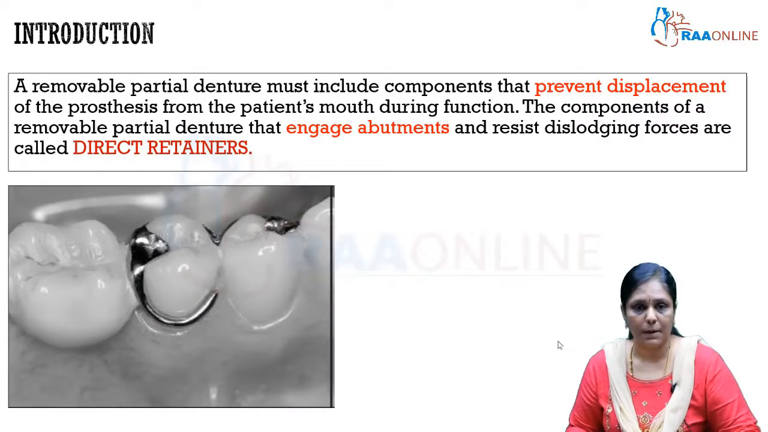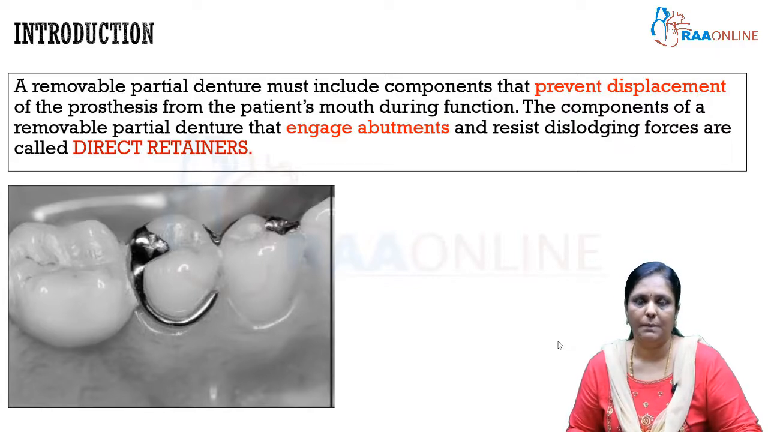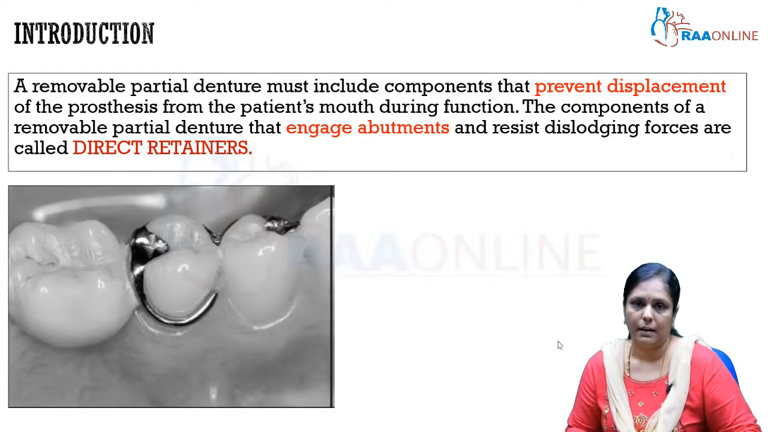We all know that a removable partial denture has various components, starting from the major connectors, minor connectors, clasp assembly, indirect retainers and other forms of removable partial denture. But a removable partial denture should include components that mainly prevent displacement of the prosthesis from the patient's mouth during function. A very important component is called a direct retainer, which usually engages the abutment teeth, and we all know that an abutment tooth is a natural tooth that is exactly adjacent to any missing or edentulous space.